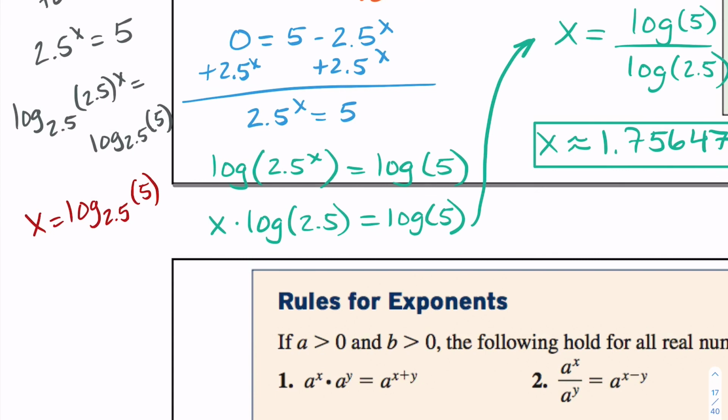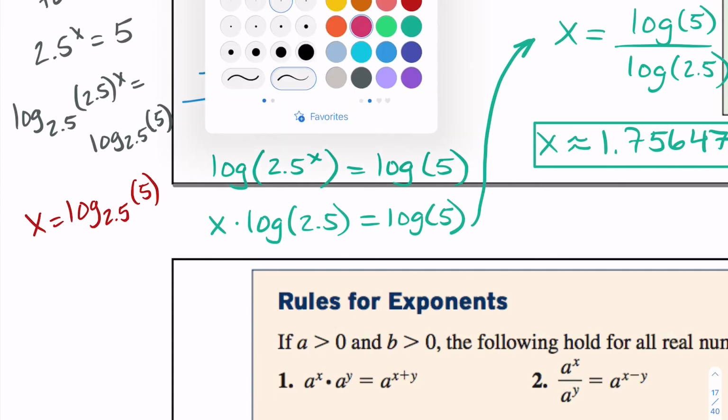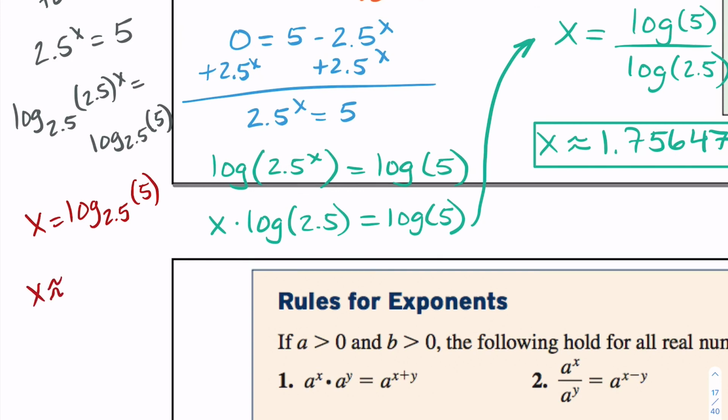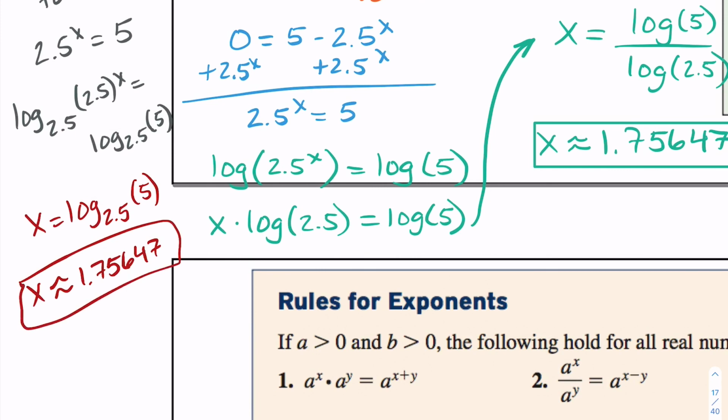And x will be about 1.75647. That's just another way of doing it if you want to. All right.